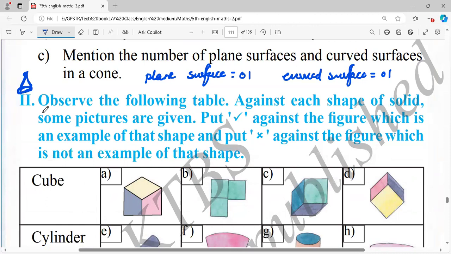Second one, observe the following table against each shape of the solid. The solid means a three-dimensional figure. Some pictures are given. Put a right mark against the figure which is an example of that shape and put a wrong mark against the figure which is not an example of that shape.